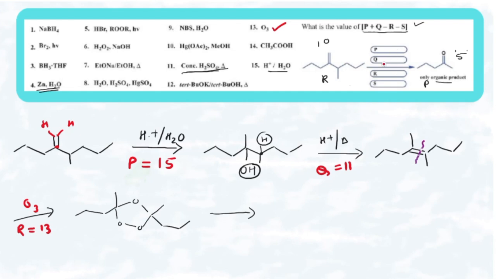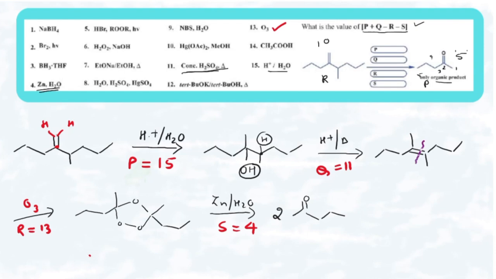Now the last reagent, that is S, is zinc water, number 4. So that's why it's a reductive ozonolysis. So zinc water, and then what you're going to get? A pentanone. In fact, it is a 2-pentanone. And 2 molecules of this will be formed. So we have carried out 4 reactions and the reagents are used.